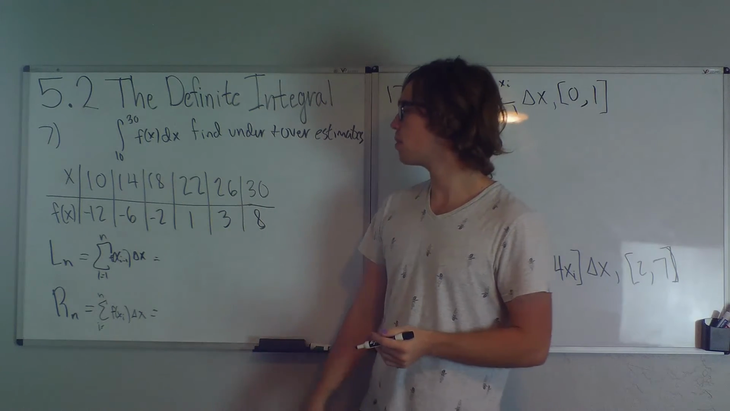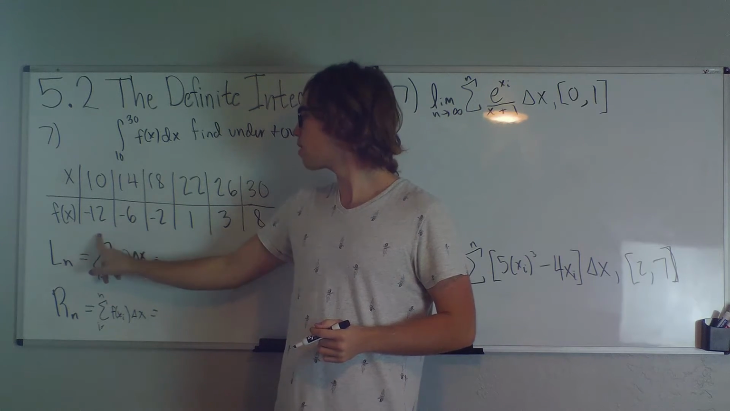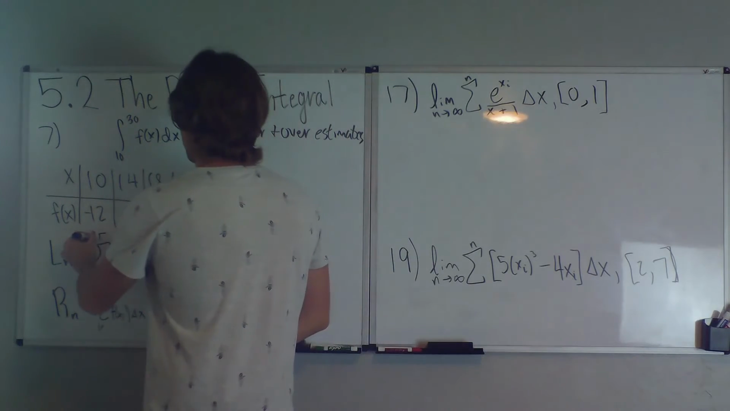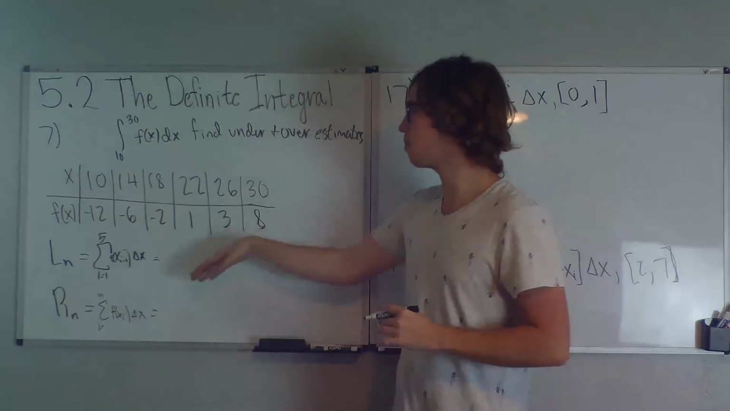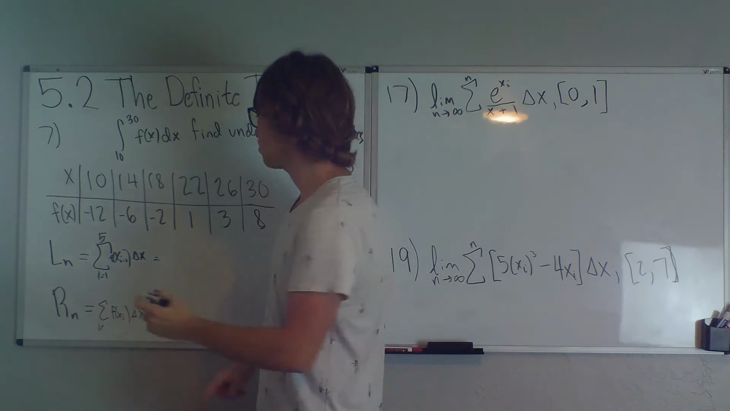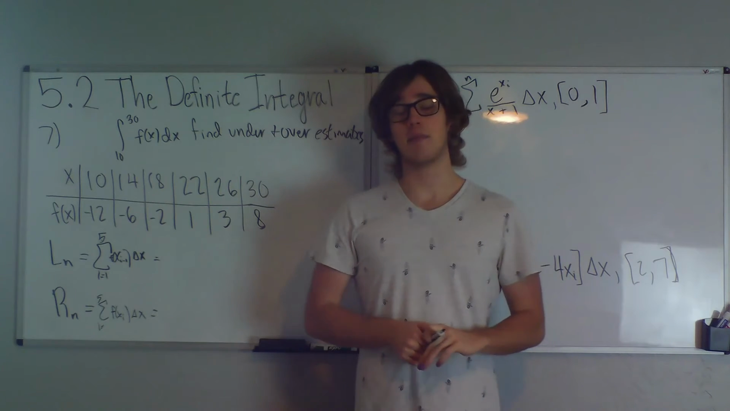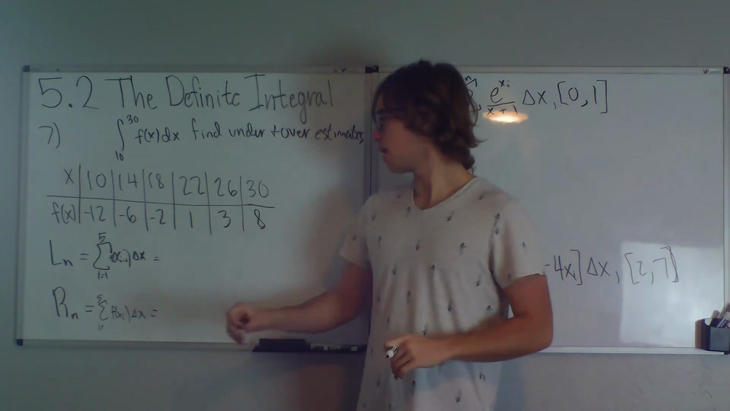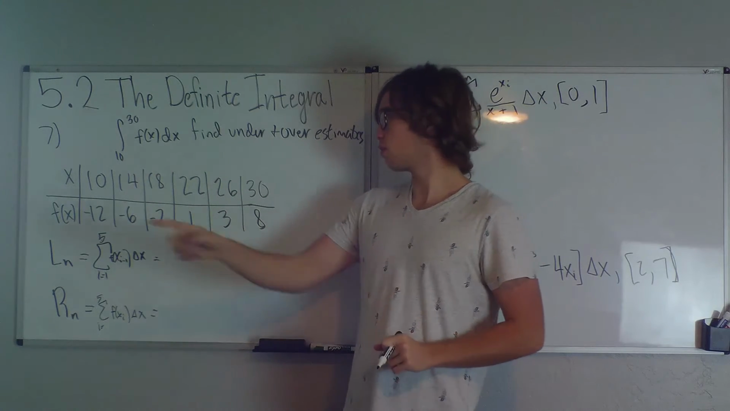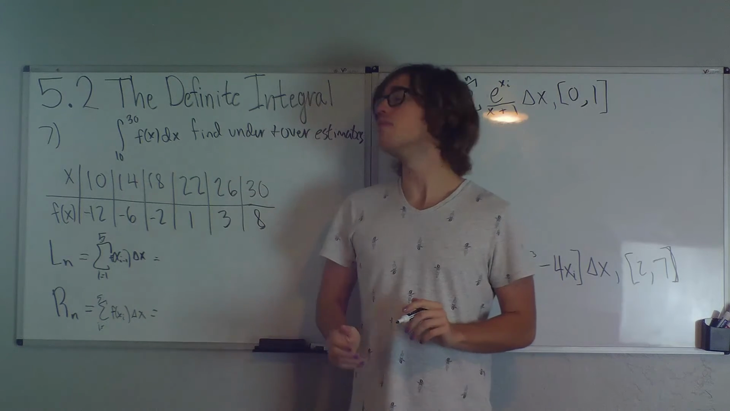And how do we do that? Well, we know they are equal to the sum from i equals 1 to n, and in this case it's 5, right? Because we have 6 endpoints here, so that means we have 5 terms. And then it's, for the left hand, f of x sub i minus 1 times delta x. Well, we need to first find our delta x. What is it? Well, we go from 10 to 14 to 18, so our delta x is 4.